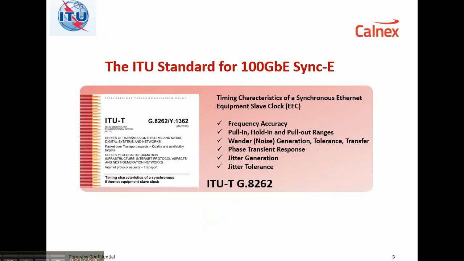Jitter is all about standards, and the ITU-T standard for 100 gigabit Ethernet SyncE is ITU-T G.8262. Today we're going to be focusing on jitter tolerance in this video.